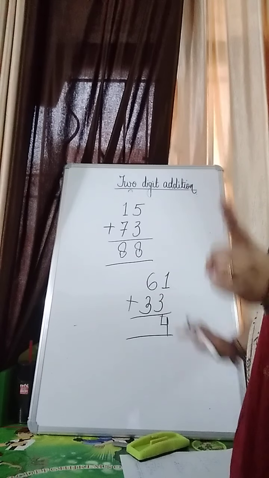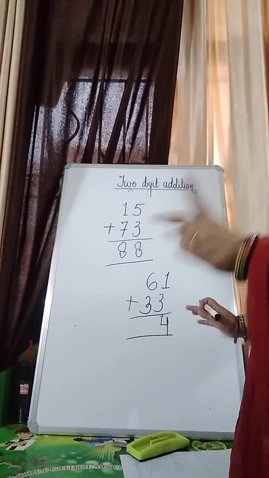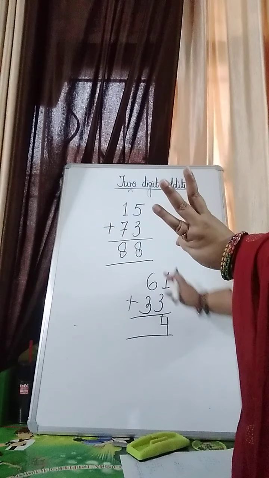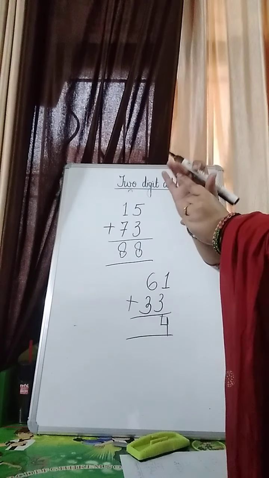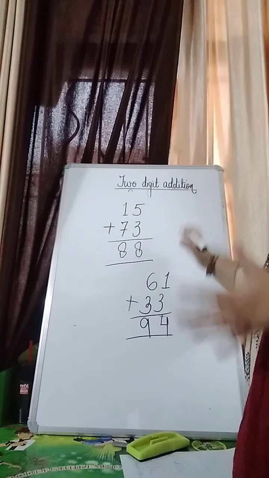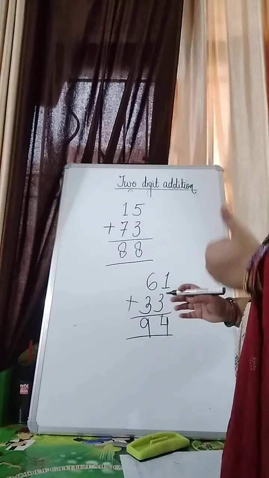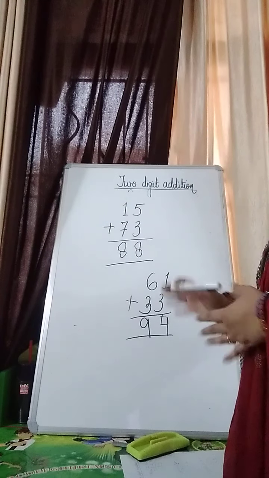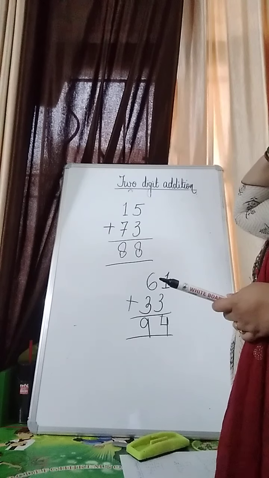6 and 3, which is the big number? 6. Leave that number, take the small number and take out fingers for the small number 3. So after 6 what comes? 7, 8, 9. So 94. Same thing. You get the same answer by using the number line and the same answer by using your fingers to add it. So this way you are going to do 2-digit additions.